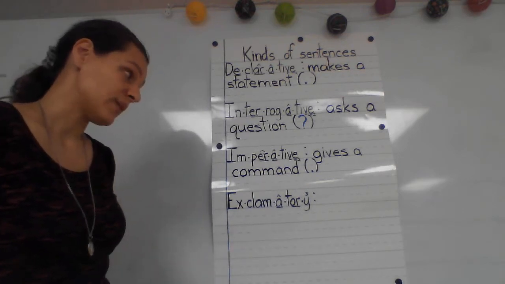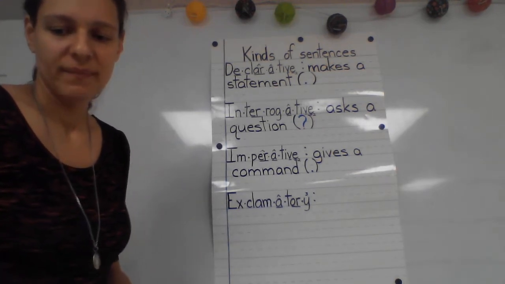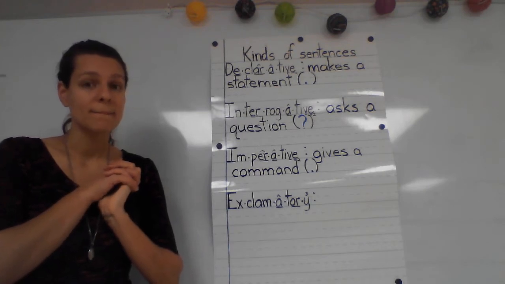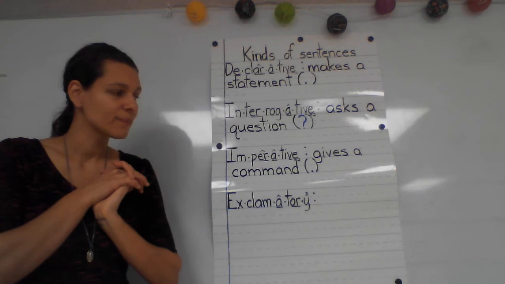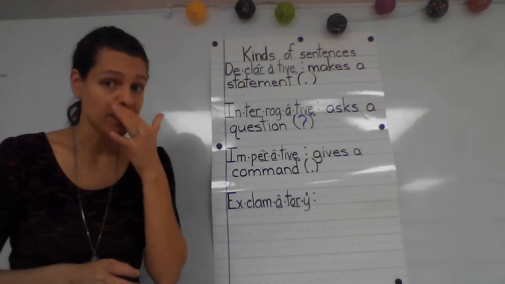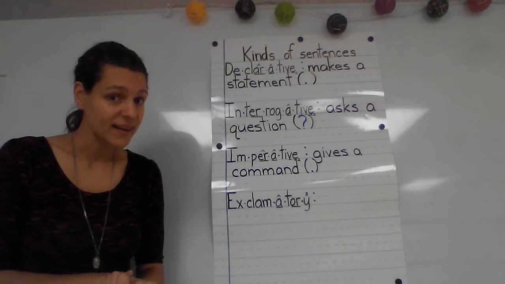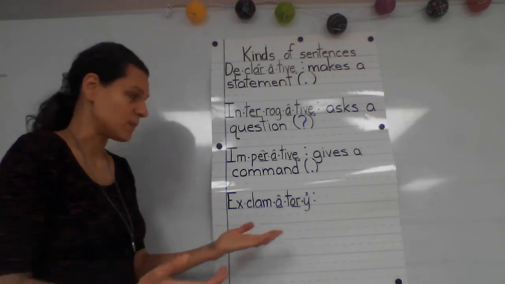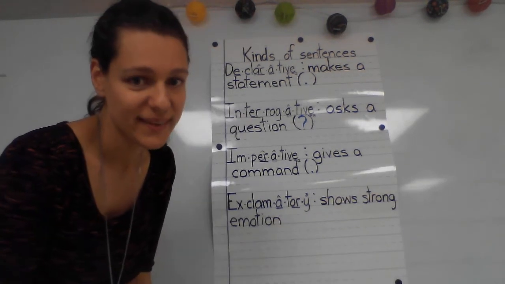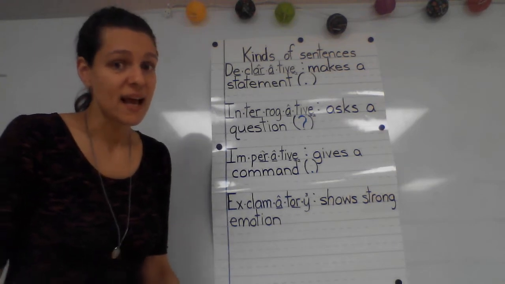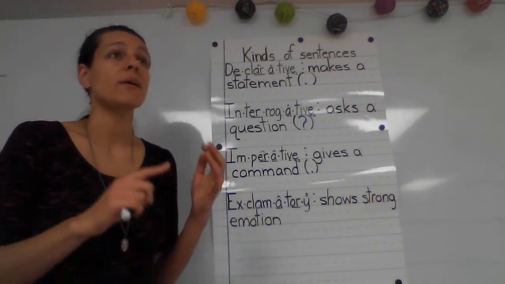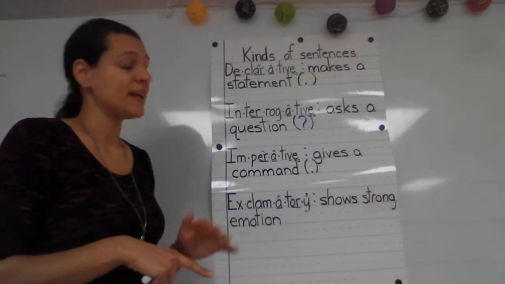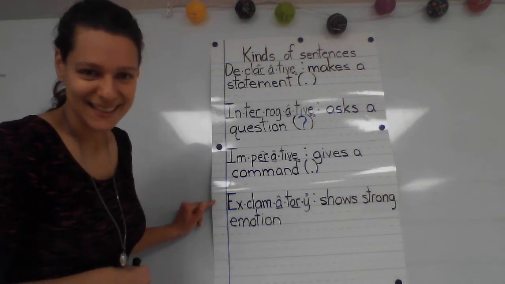All right, our last kind of sentence is exclamatory. This one I think is the most fun. So an exclamatory sentence, does anyone remember what that does? In an exclamatory sentence, we are showing strong emotion. So an exclamatory sentence shows strong emotion. All right, so any kind of sentence that is showing strong emotion, whether it's happy or sad or scared or excited, is going to be what kind of sentence?